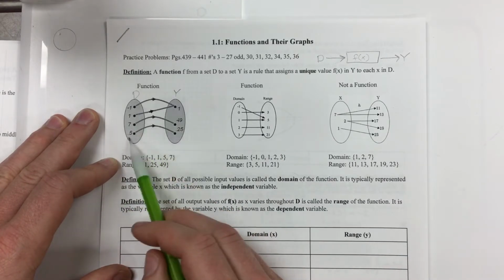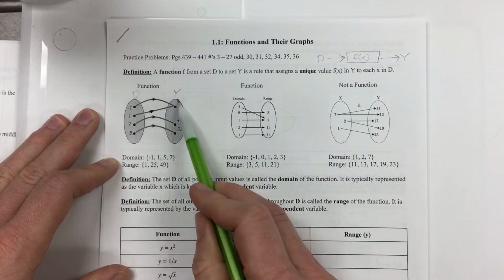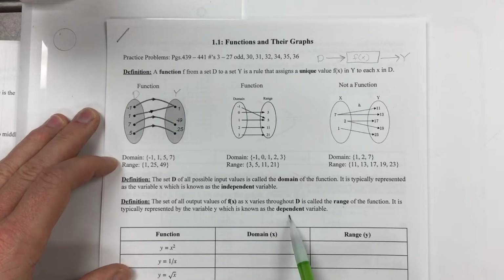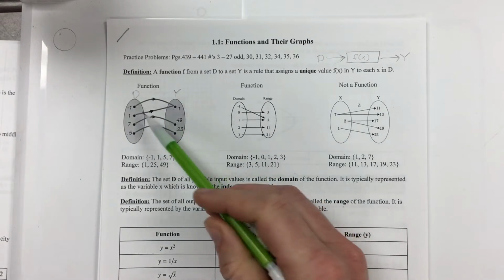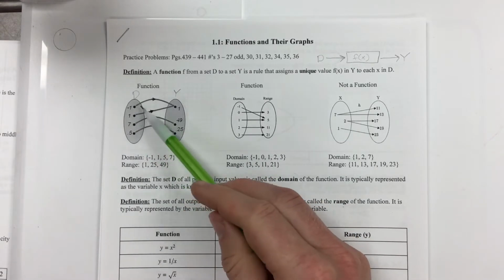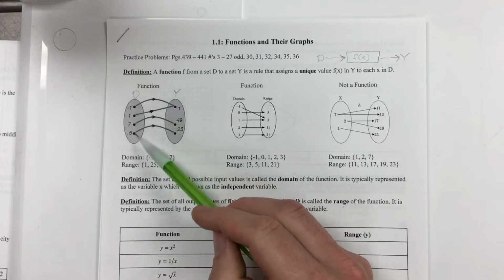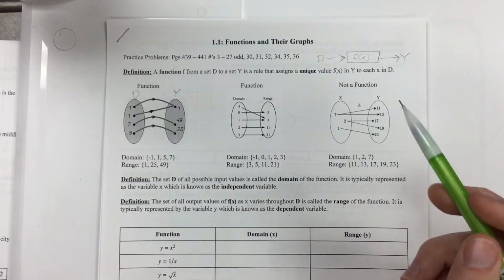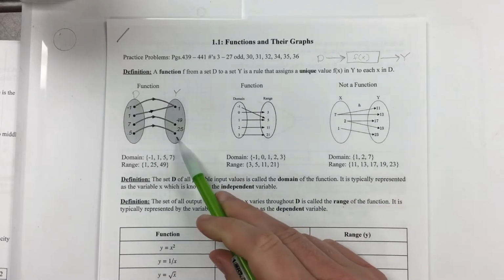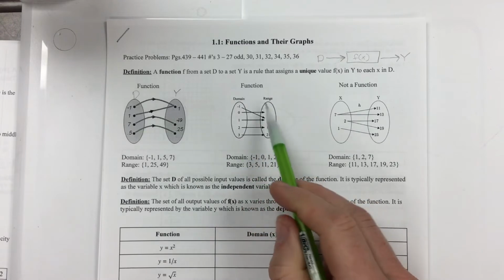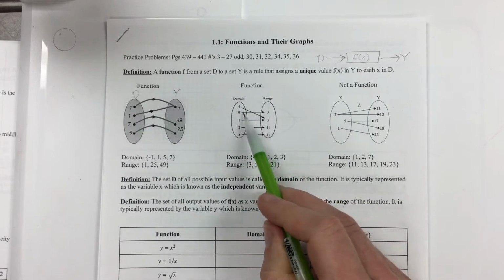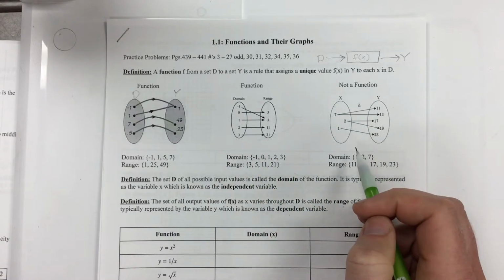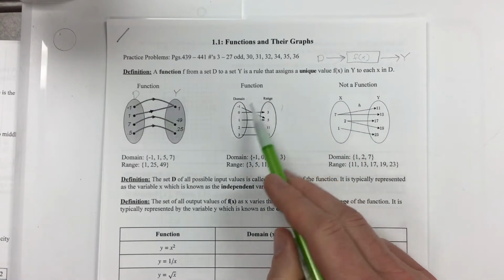So that's the domain, and then we have this other set Y, which is called the range, which is also known as the dependent variable or the outputs. Because each number in the domain maps to a single range output, this is a function. Again, on the middle one, each domain value maps to a single range value. So this is, again, a function.